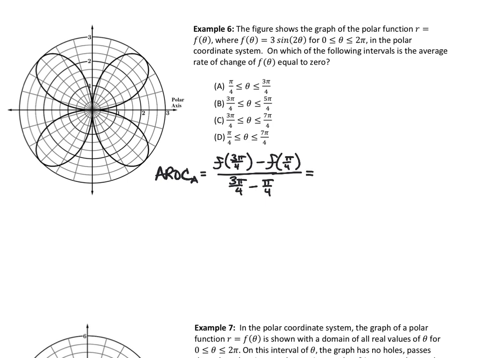We actually substitute those values into the function itself. So this will end up being 3 times the sine of 2 times 3 pi over 4. What's 2 times 3? 6. What's 6 divided by 4? It's still a fraction.